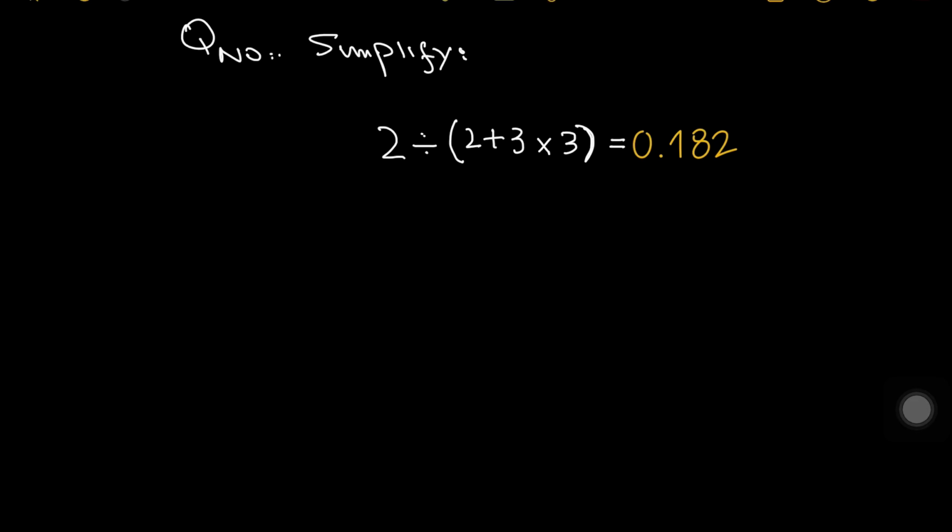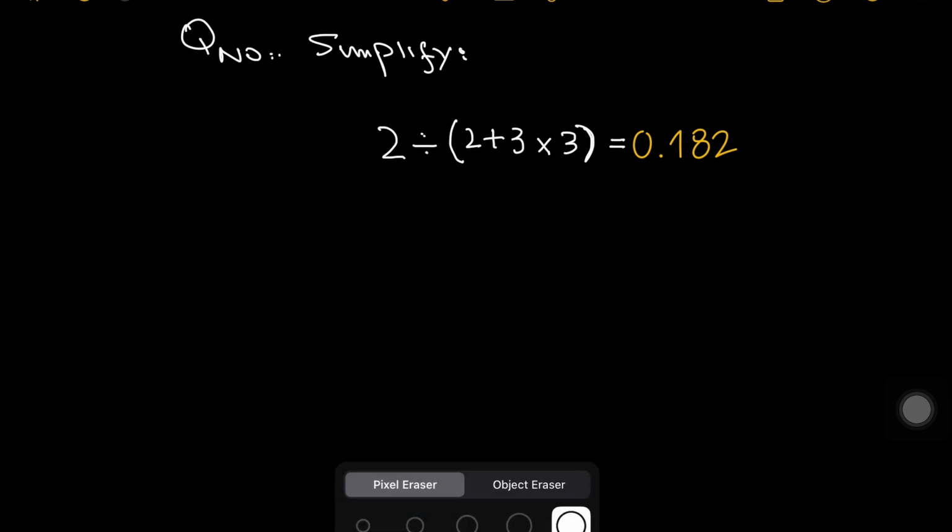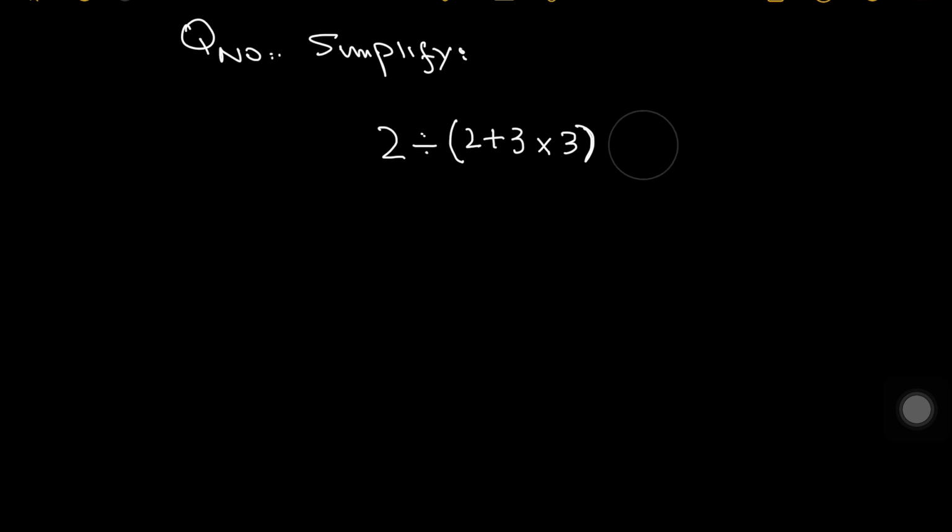In this video, we are discussing example 2 ÷ (2 + 3 × 3). So, we will get the answer. How to get the right answer? Here we first simplify the parenthesis, then divide. So, first we simplify the parenthesis.